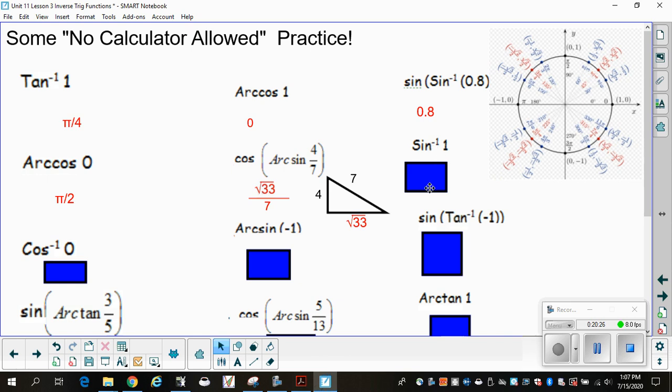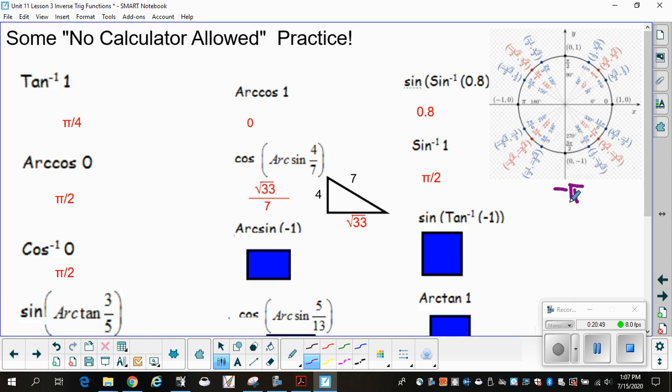Inverse sine of 1, well, where is sine 1? That would be at pi over 2. Where is cosine 0? That's at pi over 2. Where is sine negative 1? That's down here. Now be careful, remember that I'm not going to do the 3 pi over 2. This is negative pi over 2 down here. Okay? Got to be careful there. So it's at negative pi over 2.